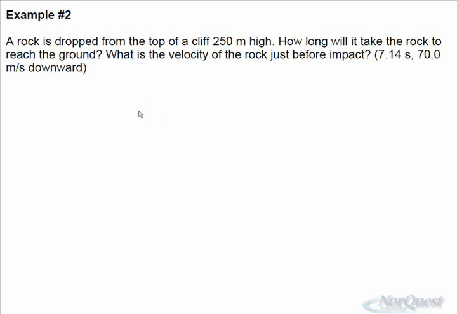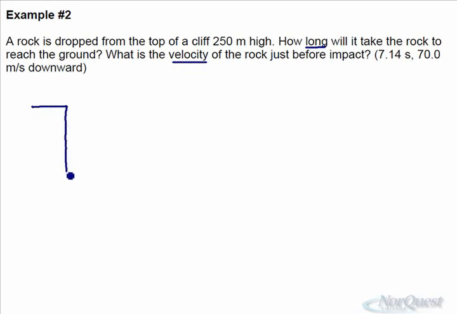So we have a rock dropped from the top of a 250-meter cliff. How long will it take to reach the ground? So we're looking for time, and then we're looking for what is the velocity just before impact. So we're looking for final velocity, and also a direction. Since we're asking you for velocity, it is a vector. So let's do a quick sketch of what's going on here.